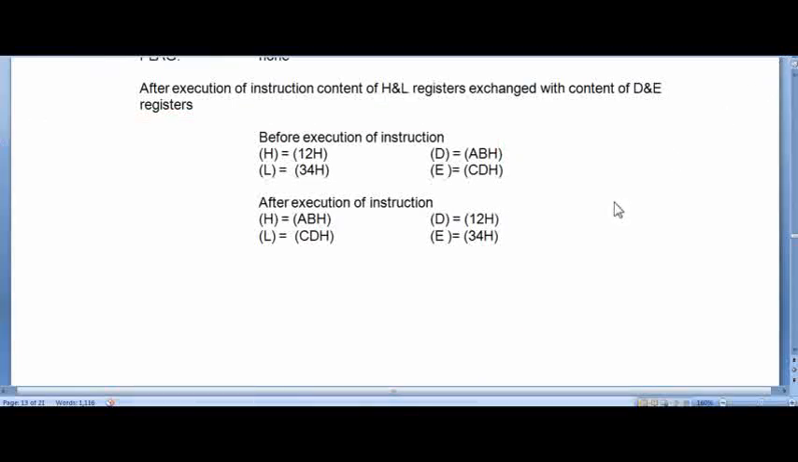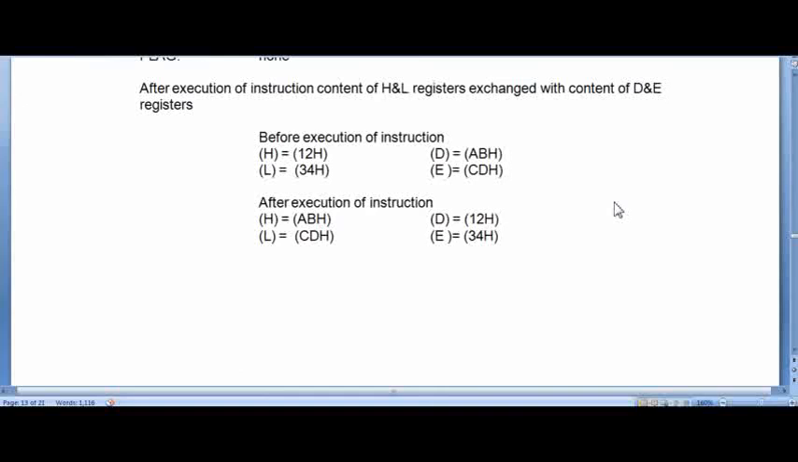Now the arithmetic group is remaining, the logical group is remaining, and more instructions from 8085 you have to complete. When you understand all the instructions, when you go through all the instructions, when you get the exact meaning of the instructions, then only we are able to write the program.